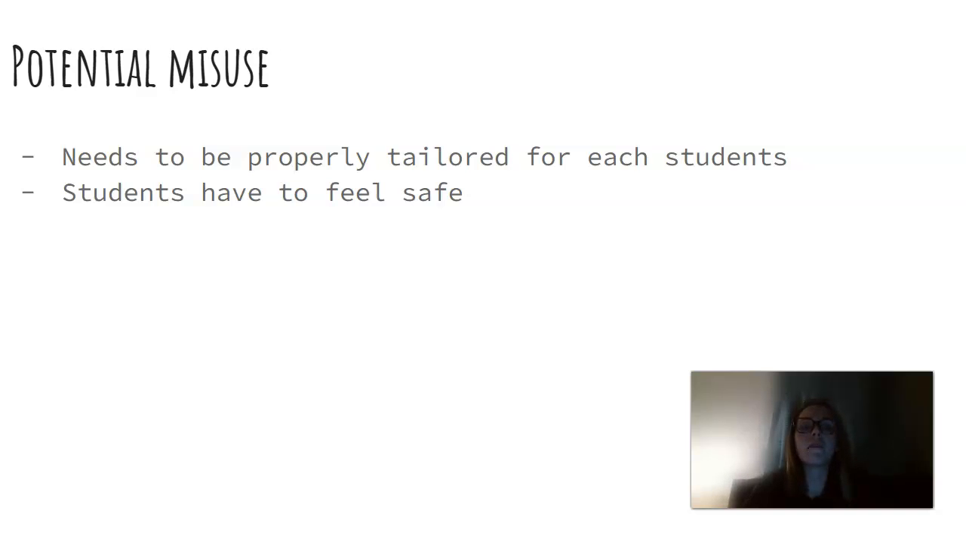So students have to feel safe in the environment that they're in. They have to trust their teacher, because if their teacher is not trusted, then these restorative justice things are not going to work, and they may not be able to open up to them and tell them exactly how they're feeling.